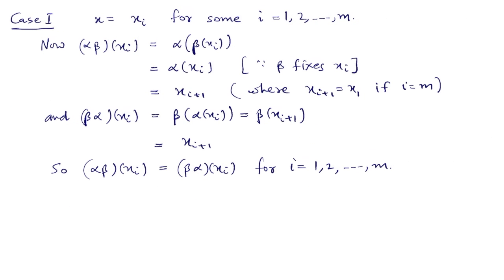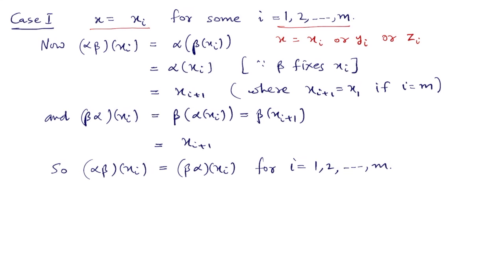The symbol x on which we have to show that alpha beta of x is the same as beta alpha of x can be either any xi, or any yi, or any zi. So accordingly we divide the proof into three cases. First case, we take that x is some xi for some i where i varies from 1 to m. We show that alpha beta of xi is the same as beta alpha of xi.